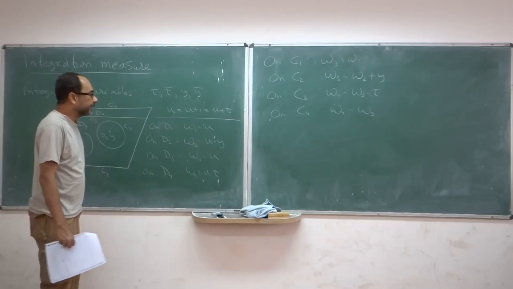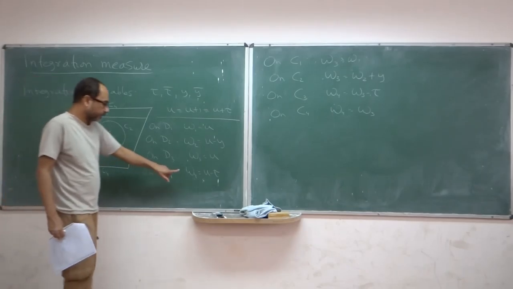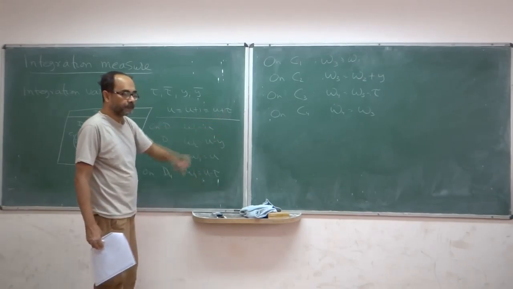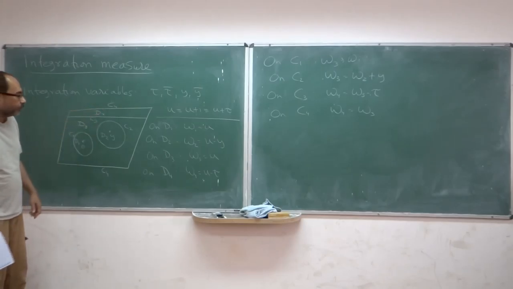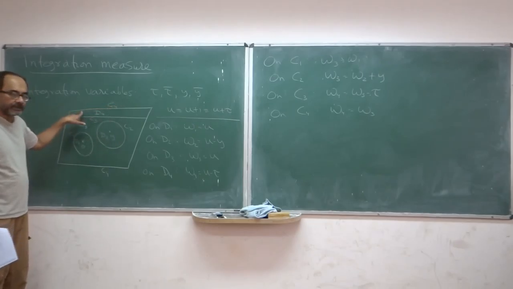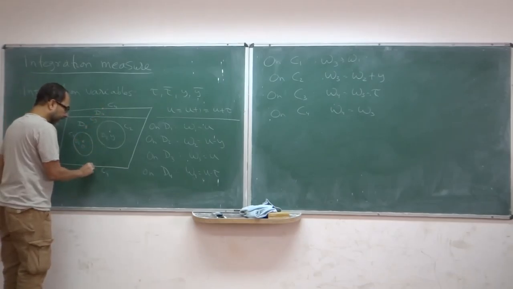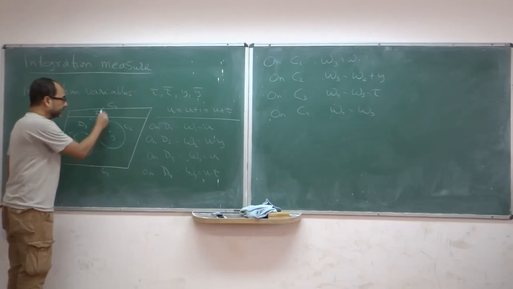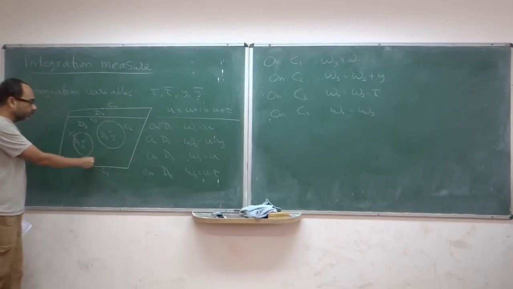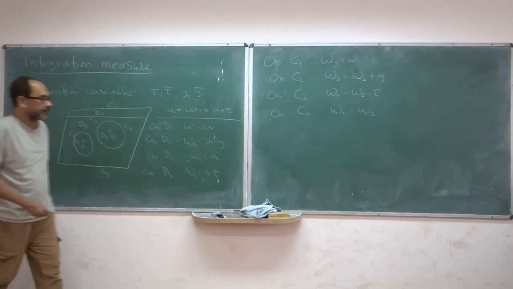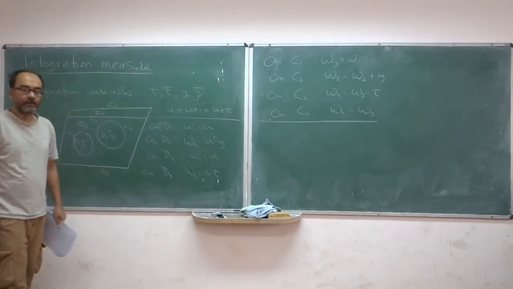On C3, which is here, it's the overlap between W4 and W3, and from this relation we see W4 is just W3 minus tau. And finally, on C4, we have W4 equal to W3, because this line is the other line plus tau. Any point here is to be identified with this point plus tau. In the definition of W4, you have subtracted out tau, so on this line the W4 and W3 will match.